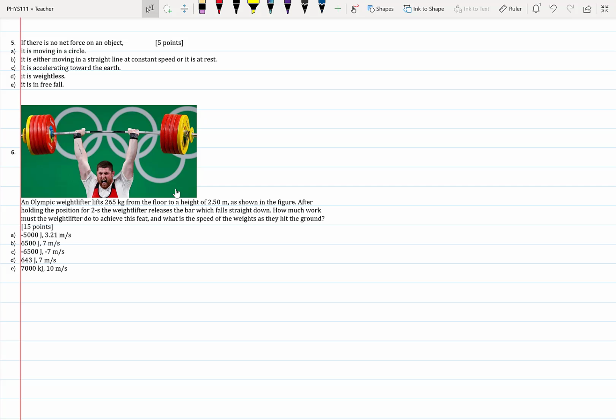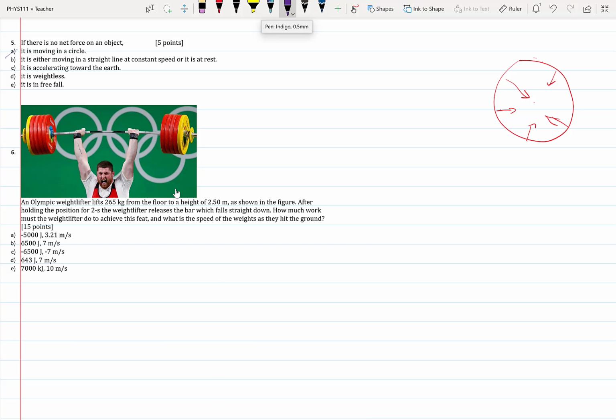If there is no net force on an object, what's the situation? It is moving in a circle. Well, let me think about that. If an object is moving in a circle, then there is a net force, right? It's changing its velocity all the time, and changing velocity means there's an acceleration. And if there's an acceleration, then of course there's a net force on it, at least one force, as in question 1 in this test. So it's not A.